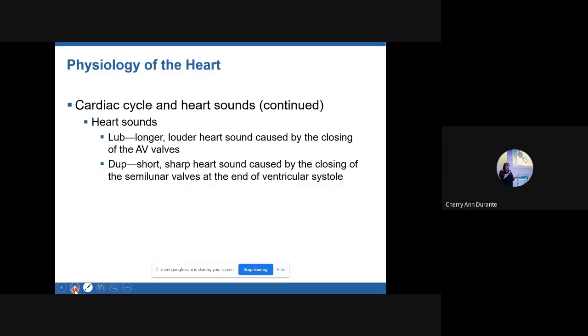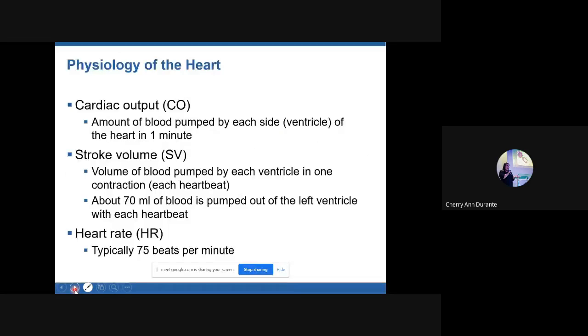Yan. So as I've told you, the lub-dub sounds. So the lub is the closure of the AV valves, while the dub sound is the closure of the semilunar valves. Lub-dub, lub-dub. Yan, that's the process. Cardiac output.